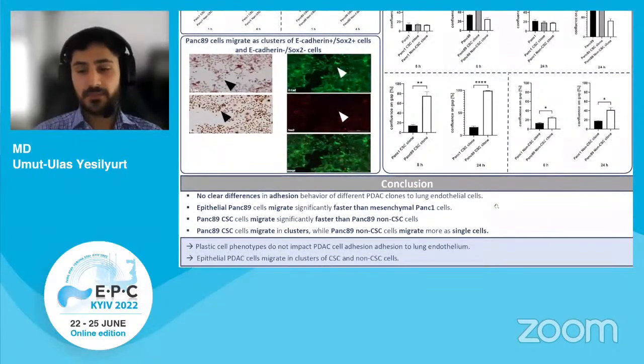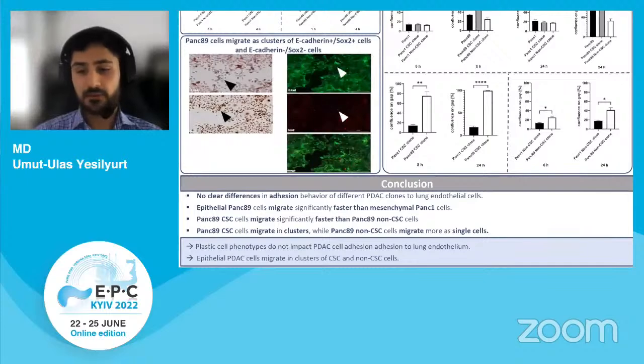Overall, my results show that there's no difference in adhesion to the lung endothelium of the different PDAC cell clones. In contrast, the epithelial PANC89 cell lines migrate significantly faster than the mesenchymal PANC1 cell lines. Furthermore, PANC89 subclones with a CSC phenotype migrate faster than PANC89 cell clones with a non-CSC phenotype. The stainings show that PANC89 cells move primarily as clusters rather than as single cells. These clusters show expression of both epithelial and stem cell markers, but also of neither.